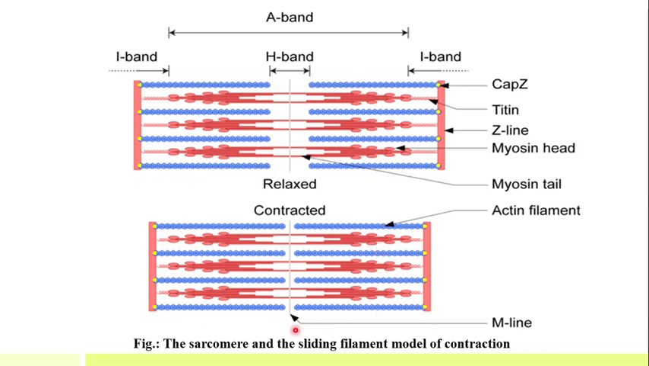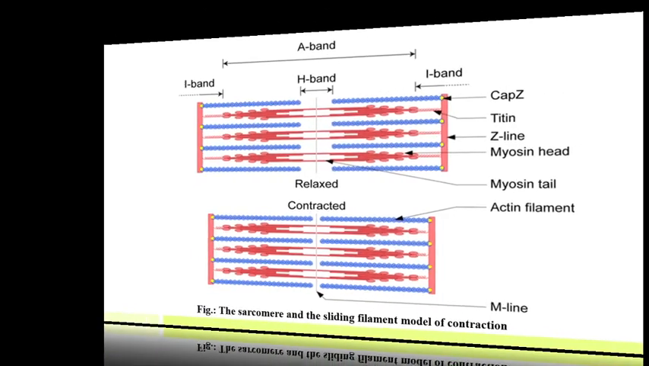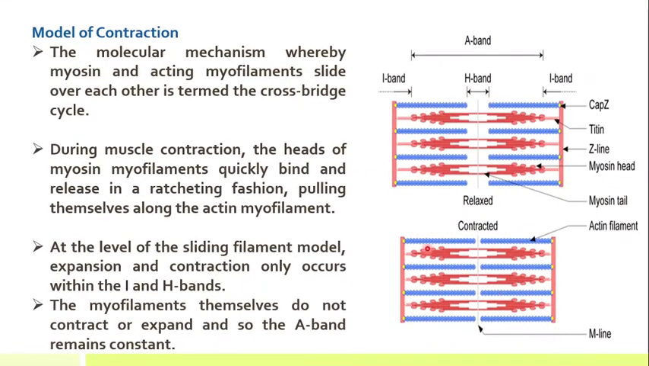Okay, the sarcomere and the sliding filament model of contraction. This is the diagram of the sliding filament model of contraction. The M line is the area between the actin and myosin filament where the contraction and relaxation of muscle takes place, and that line is called the M line. Now see the model of contraction, at relaxed condition and at contracted condition.